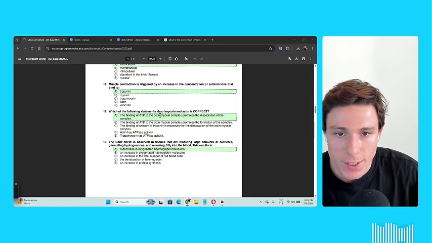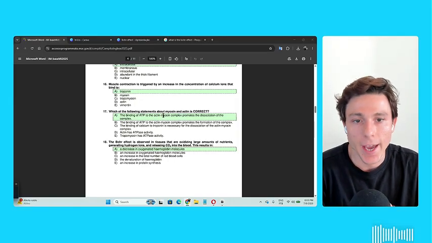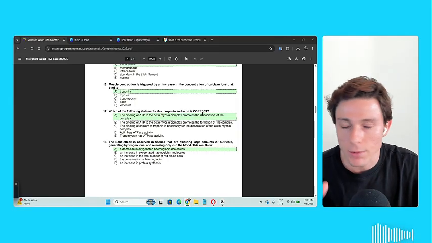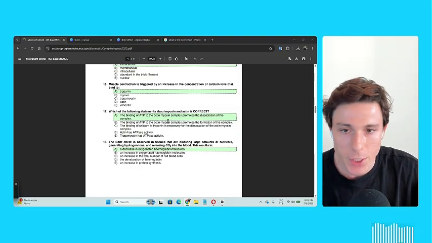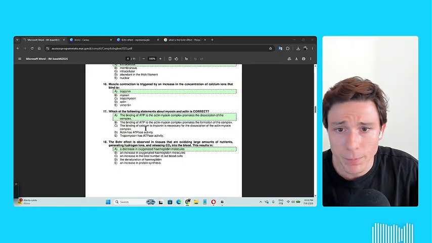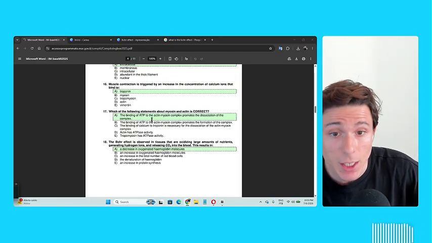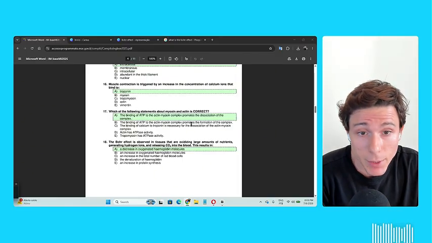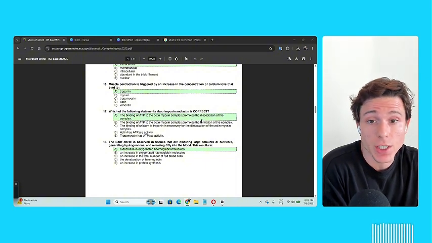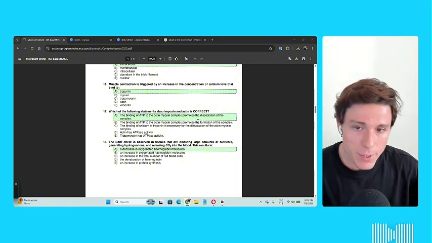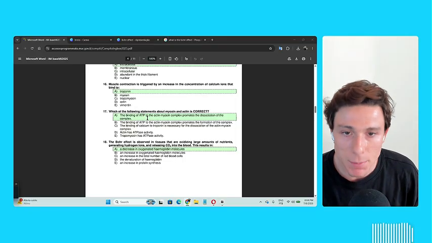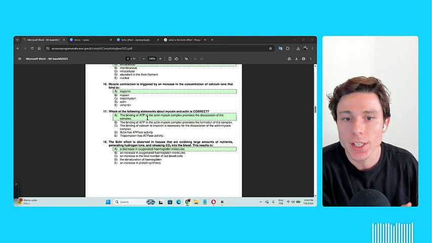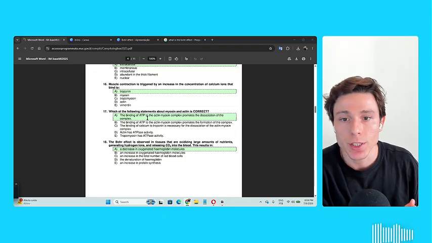Which of the following statements about myosin and actin is correct? Okay, do the brainstorm as always. Keep the question in mind, and let's go to the options. Letter A: the binding of ATP to the actin-myosin complex promotes the dissociation of the complex. Obviously, this is the correct answer, and it's basically saying that whenever ATP comes into play and binds to this complex, they are going to dissociate.